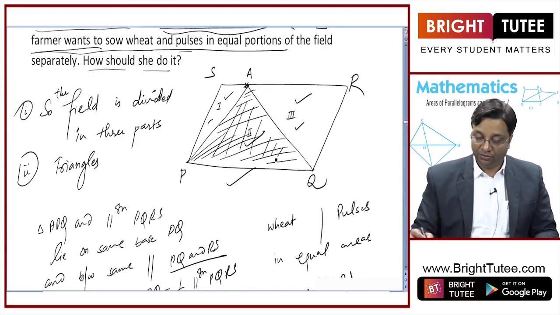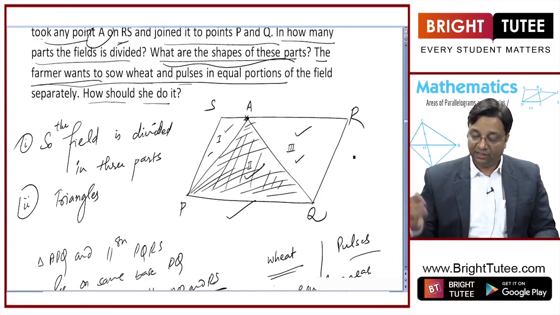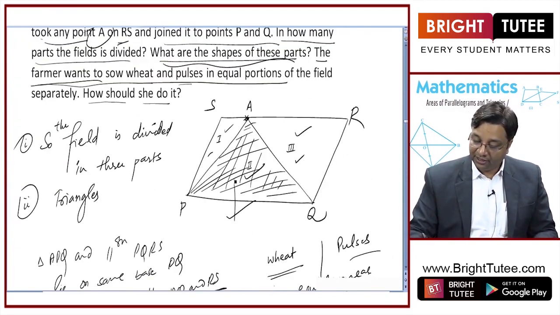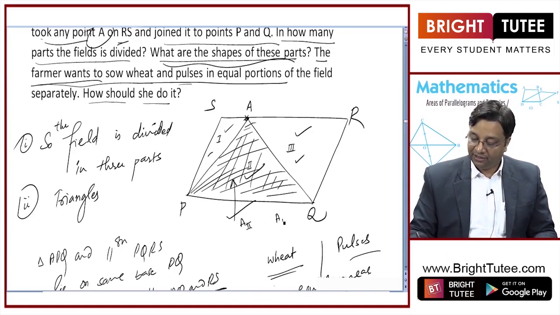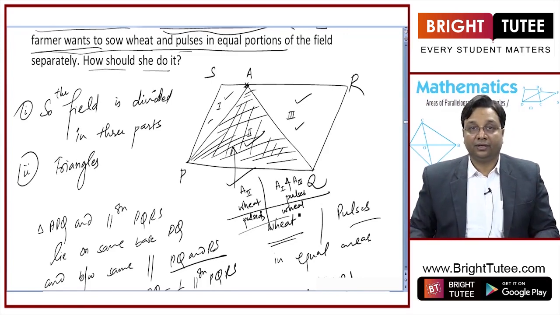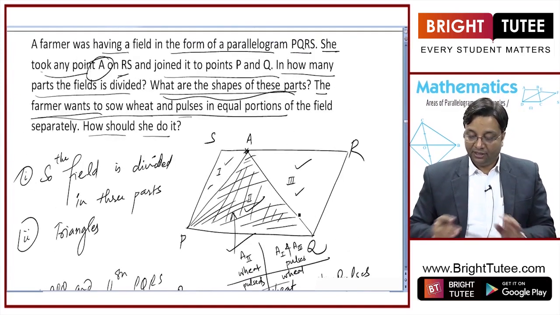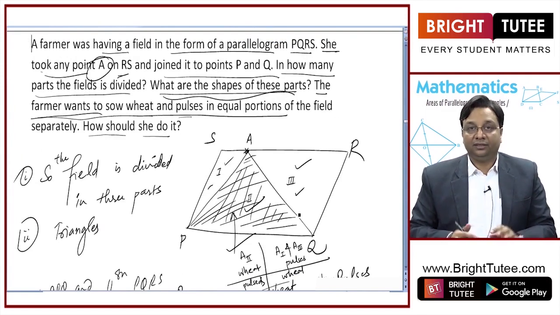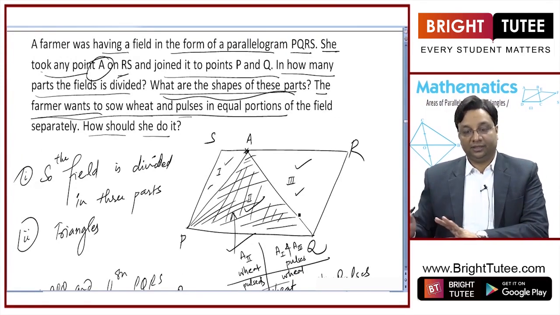Now, she wants to sow wheat and pulses. So, she has got two options. She can sow wheat in this triangle area 2 and pulses in area 1 and area 3, right. So, wheat here and pulses here, or the other way around, pulses in area 2 and wheat in this area. So, these are the options. Okay. In these ways, she can have equal portions of the field dedicated to wheat and pulses.